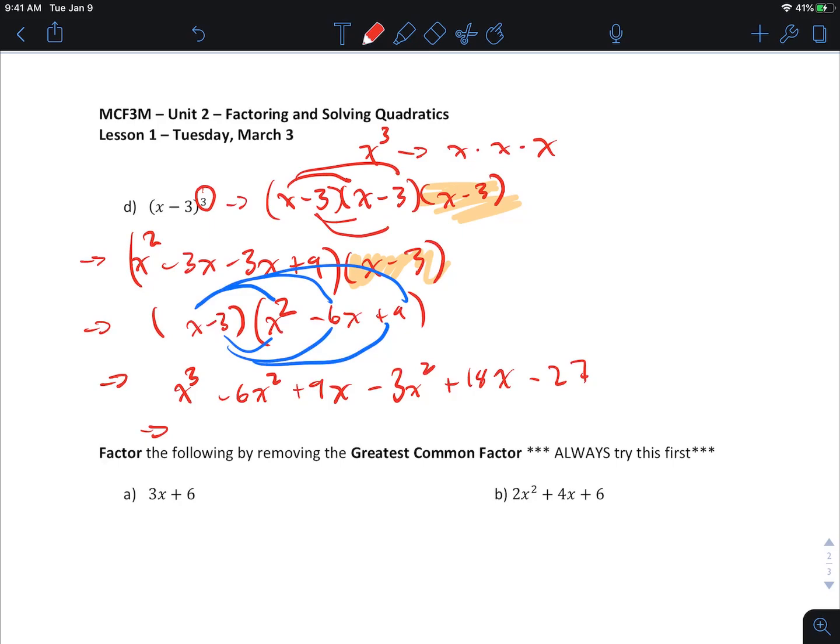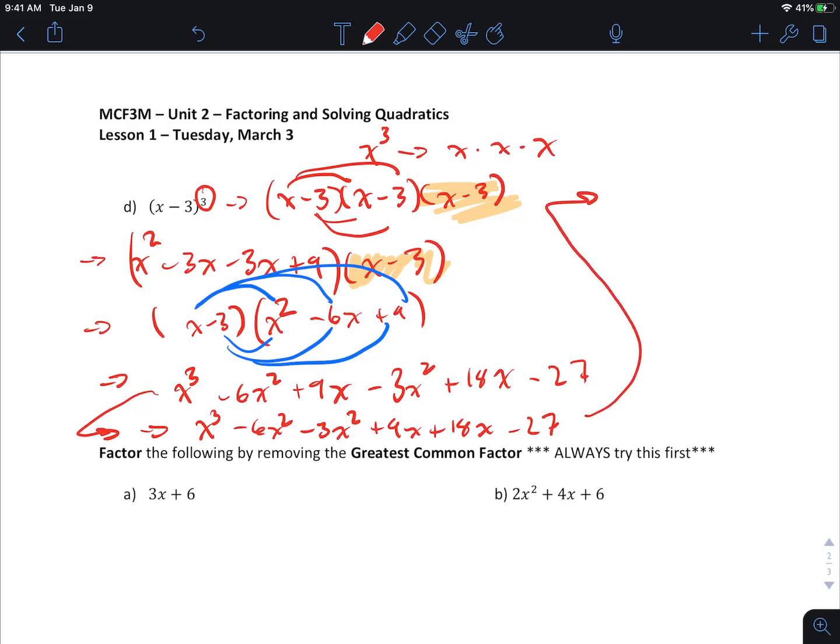And then clean it up. I'll clean up all the stuff here. I got x cubed minus 6x squared minus 3x squared plus 9x plus 18x minus 27. So that's me just rewriting the line above, just organizing everything. I'm clumping things that look similar so that I can just do the math in the next step. So then the final answer is going to go up here.